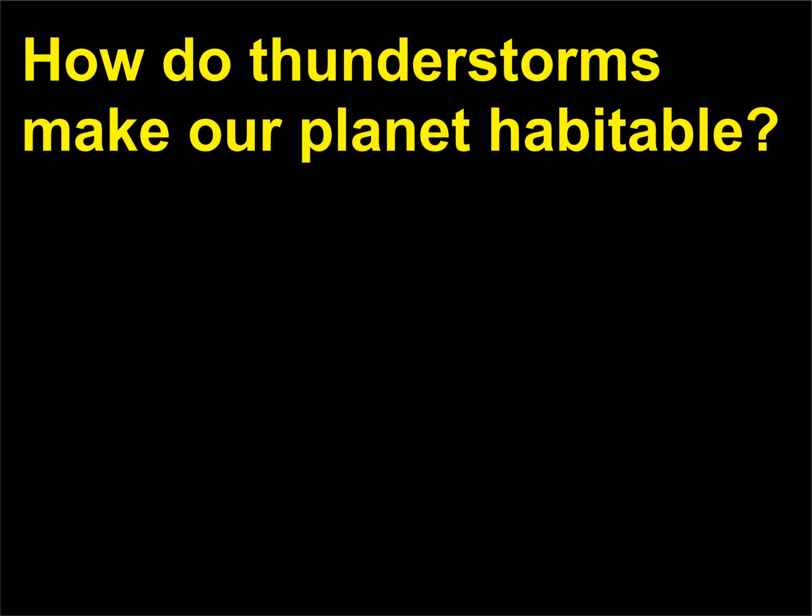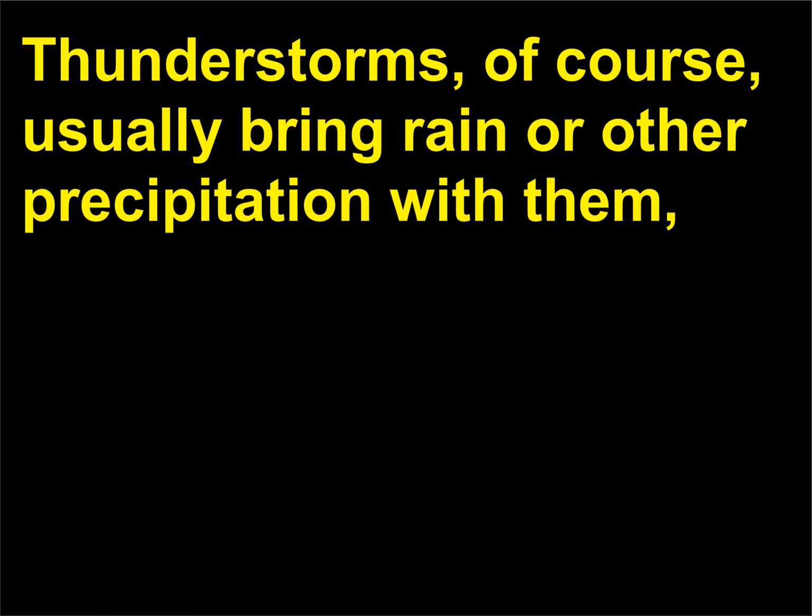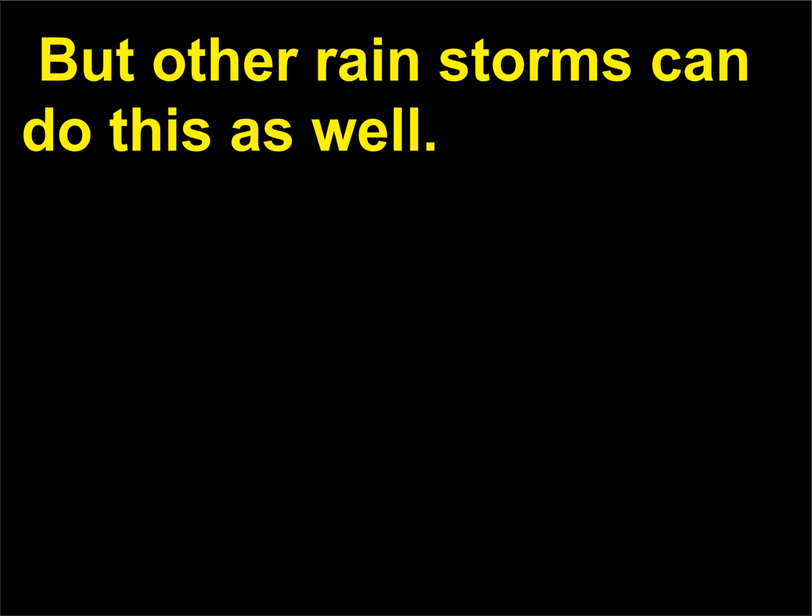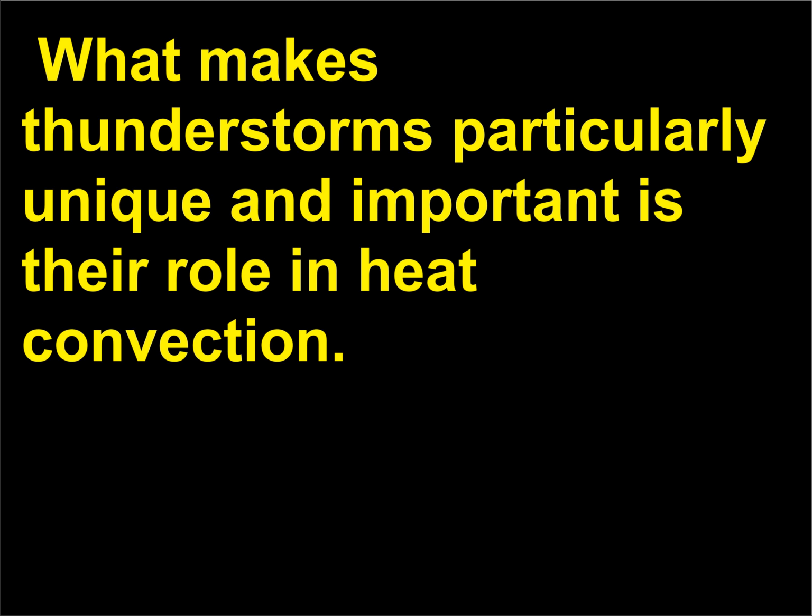How do thunderstorms make our planet habitable? Thunderstorms, of course, usually bring rain or other precipitation with them, which is needed for life on Earth. But other rainstorms can do this as well. What makes thunderstorms particularly unique and important is their role in heat convection.